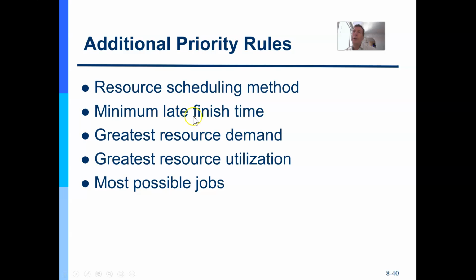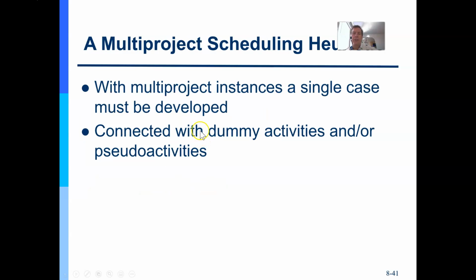So we also want to make priorities within our project, right? Not everything has the same level of priority. And so you want to look at your resource scheduling method. What's the minimum late finish time? Can I slip or delay an activity without slipping the whole project? Sure. If it's not on the critical path, I probably can. Which activity has the most demand for my current set of resources, right? That's going to be a priority. Which series of activities have the greatest resource utilization, etc. So there's various ways that you can prioritize your resource utilization.